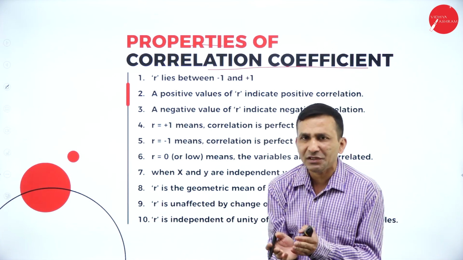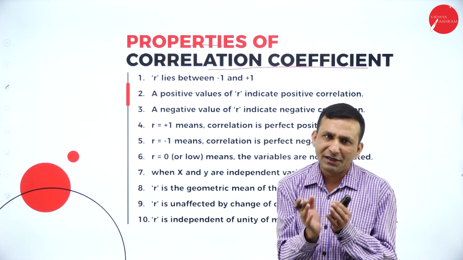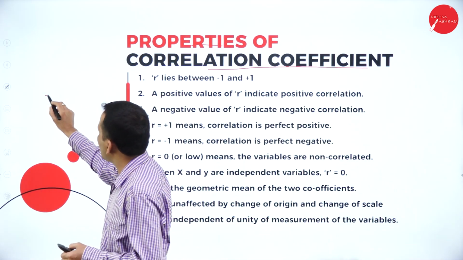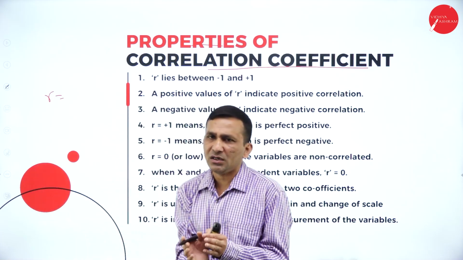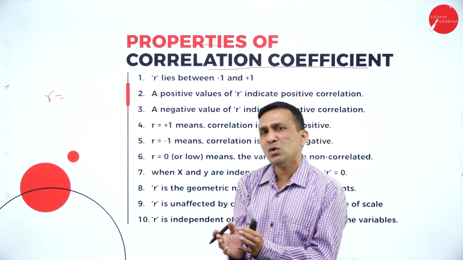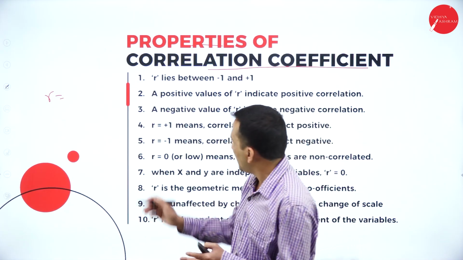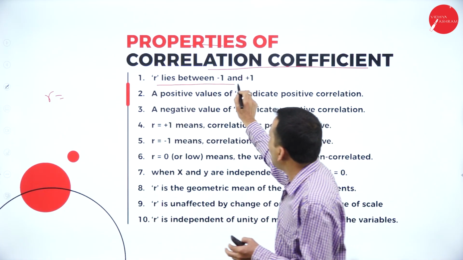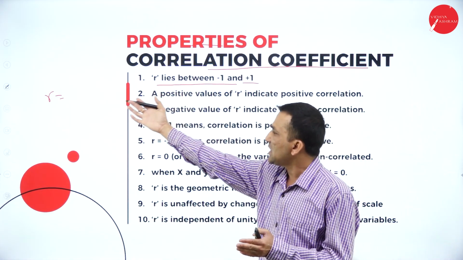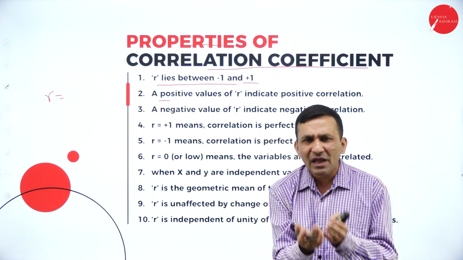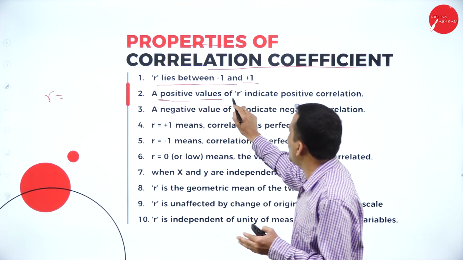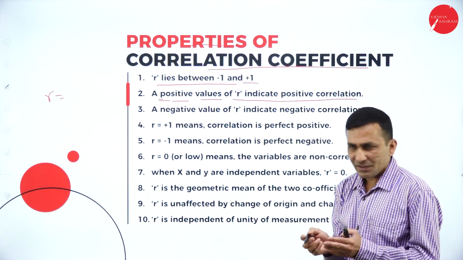The properties of the coefficient means we need to identify certain properties. The first one: in correlation, we symbolically represent it as R, because there are different types: positive, negative, perfect. So what exactly is the value? R lies between -1 and +1. R is nothing but your correlation, you can assume A, B or X, Y. A positive value of R indicates positive correlation.